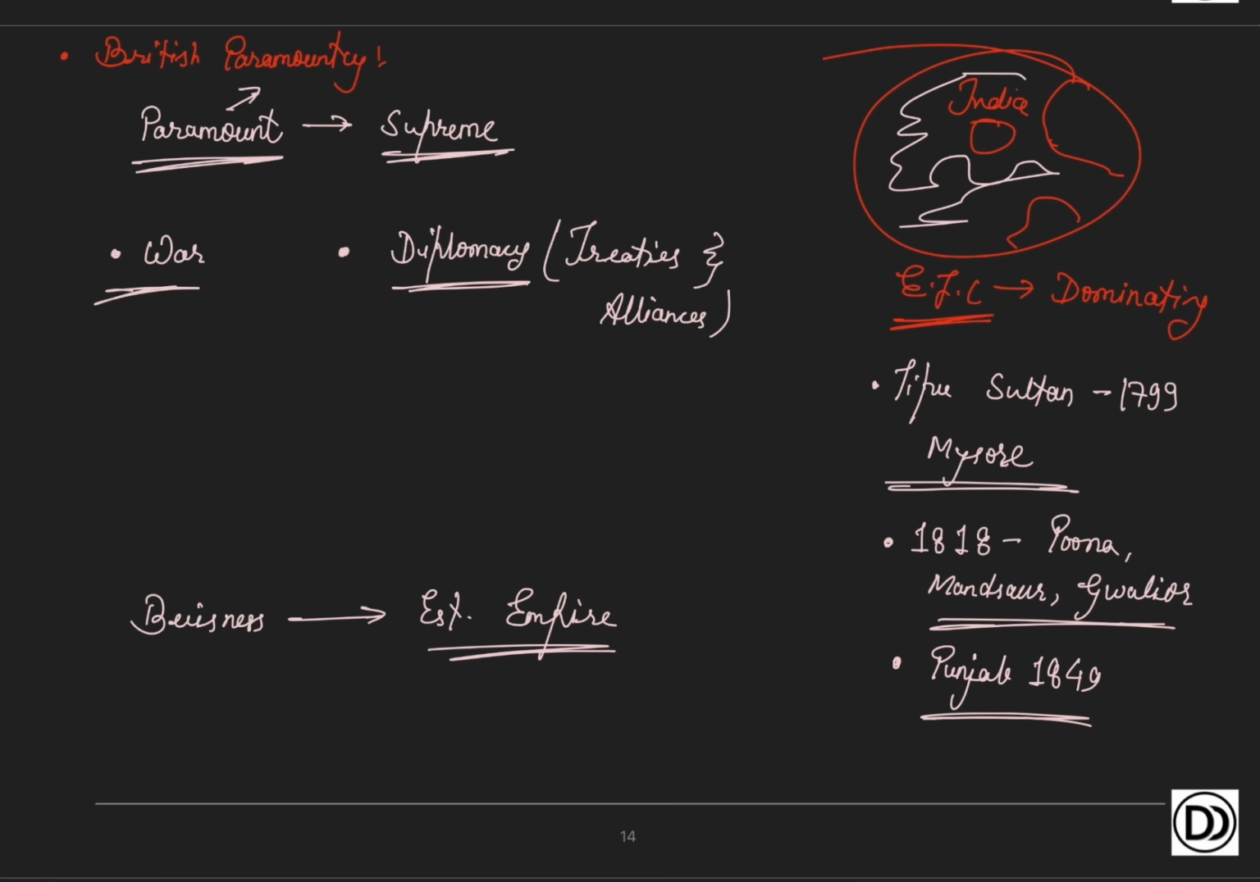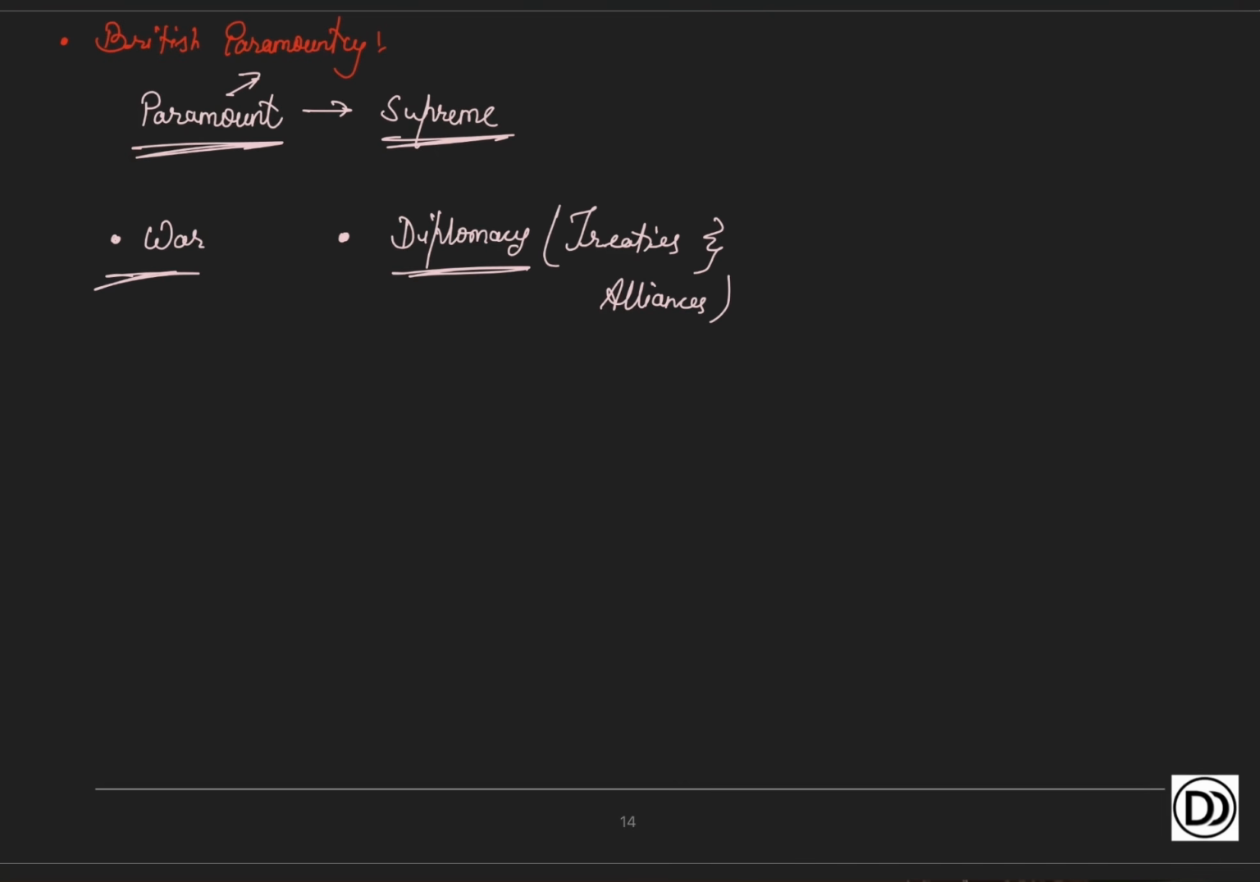And the other way was to diplomatically first subdue the king and then annex their territories. And this was diplomacy. Now how did they do it? Under diplomacy, there were two main sub policies. These were subsidiary alliance and doctrine of lapse.